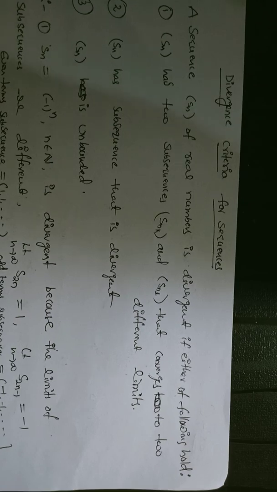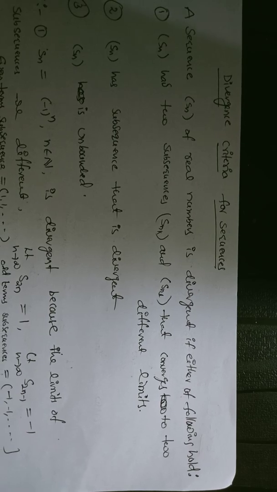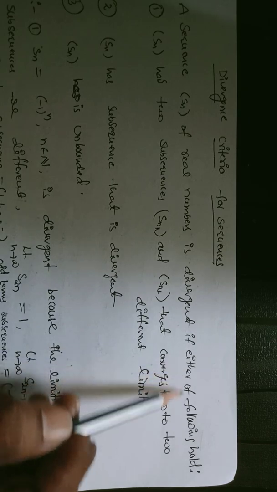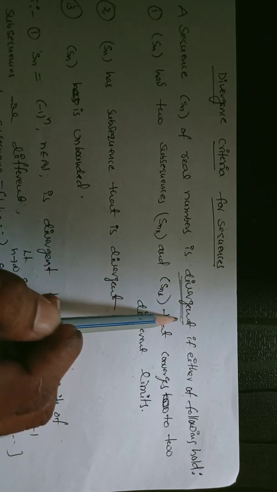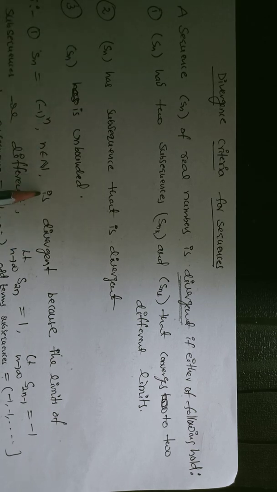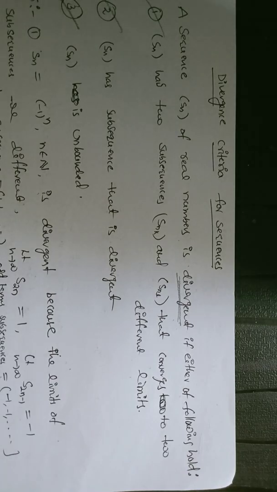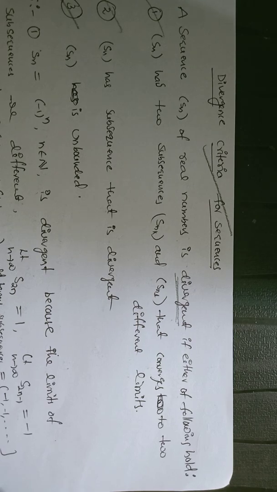Now I am giving the divergence criteria for a sequence. A sequence Sn of real numbers is divergent if either of the following conditions holds. If one of them is satisfied, then the sequence is a divergent sequence. At least one of them. If out of these 3, one condition is satisfied, then we say that the sequence is a divergent sequence. This is called the divergence criteria for a sequence.